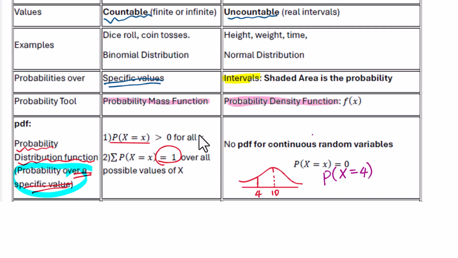For example, we have this normal distribution. We want to figure out the probability of x equals 4. We do know the shaded area under the curve is the probability. The area at x equals 4 is 0, which means the probability of x equals 4 is 0.